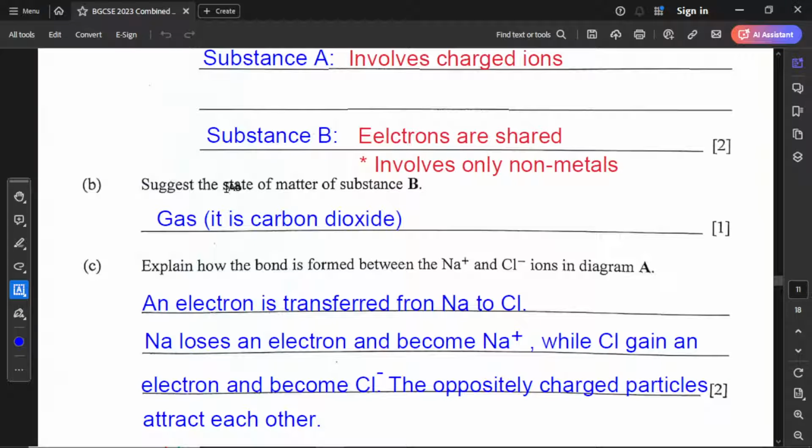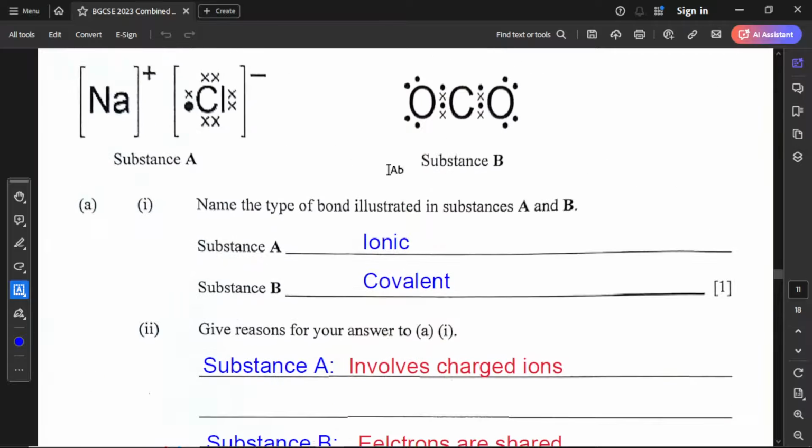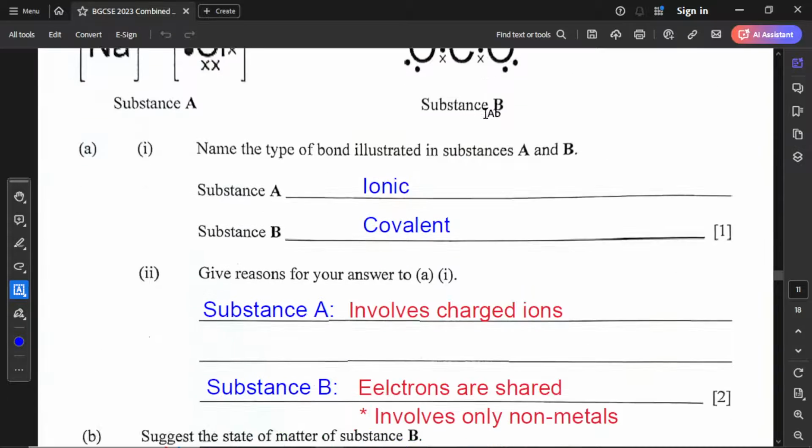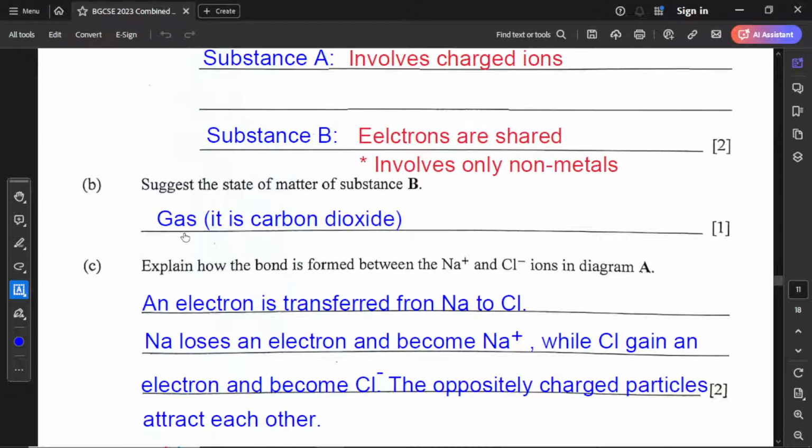For part B, suggest the state of matter of substance B. Substance B, again, is carbon dioxide, carbon with two oxygen, and carbon dioxide is a gas. So therefore, the state of matter is gaseous.